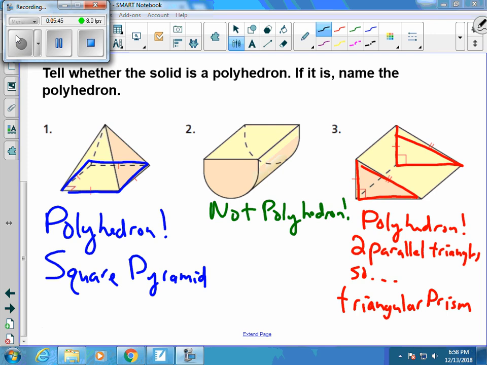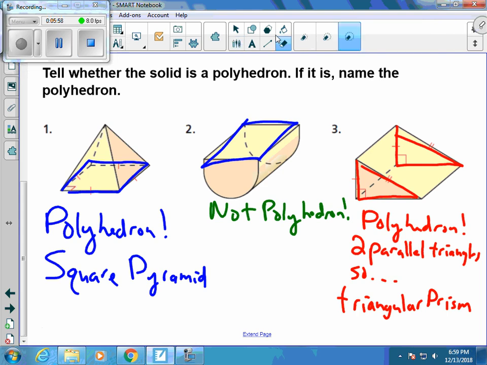2 is not a polyhedron. Simple. There's no polygon anywhere in that thing. The only polygon that we have is this rectangle, but that rectangle doesn't do us any good because it's not coming to a point, and I don't see another parallel rectangle with it. And 3, it is a polyhedron. Again, I can see that triangle right up in front. And because we have 2 parallel triangles, we know that this is a prism rather than a pyramid. And we have a triangular prism. And there is our introduction into 3-dimensional figures and how we can classify them.